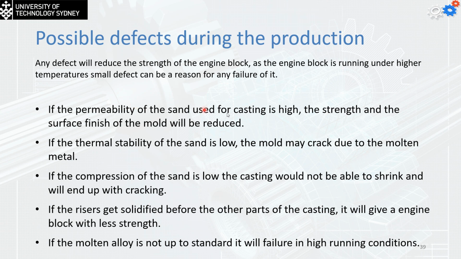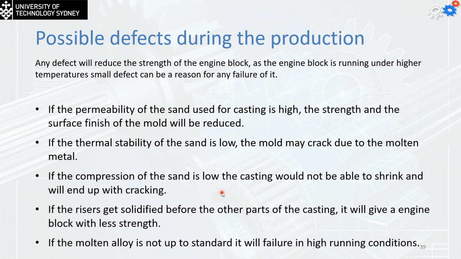If the permeability of the sand used in the casting is too high, the strength and the surface finishing of the mold will be reduced. If the thermal stability of the sand is low, the mold may crack due to the molten metal temperature. If the compressibility of the sand is low, the casting will not be able to shrink and will end up with a crack.